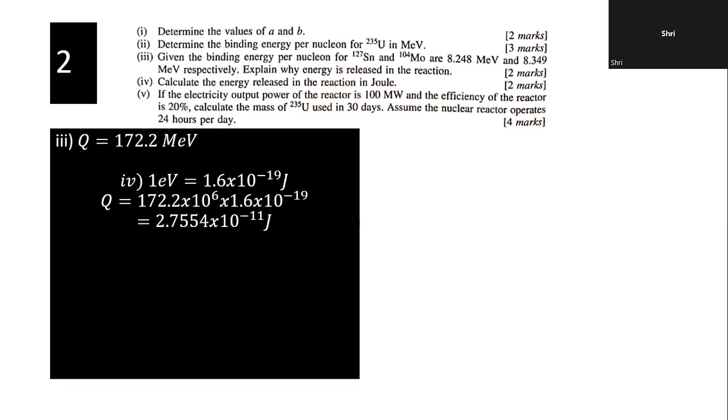The last one is challenging. If the electricity output for the reactor is 100 megawatt and the efficiency of the reactor is 20%, calculate the mass of uranium used in 30 days, assuming the reactor operates 24 hours per day. What should I do?